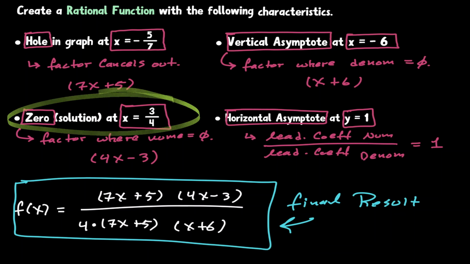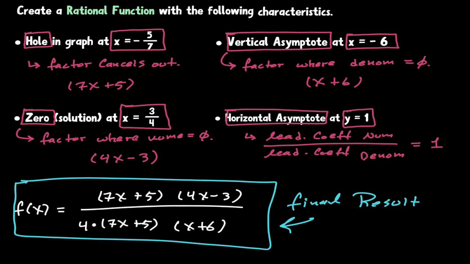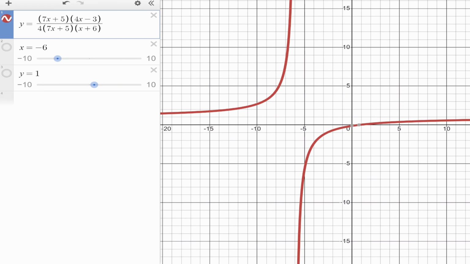We know we're going to get a 0 at the value of 3 over 4 because we have the factor 4x minus 3 only in the numerator. And we have shown that we're going to have a horizontal asymptote at the value of y equals 1 because the leading coefficient of the numerator divided by the leading coefficient of the denominator is equal to 1. So how about we graph this function and we visualize our final result? So let's graph the rational function that we created. And let's look at one characteristic at a time.